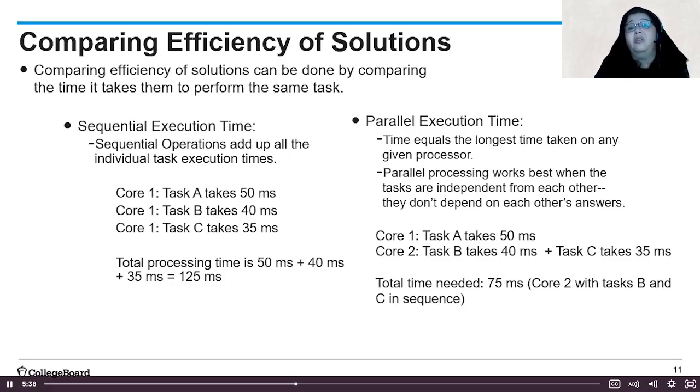Well, parallel execution is almost like teamwork makes the dream work. It's like, party on. A comes over here, 50 milliseconds. Core 2 takes on B and C. That's 75 milliseconds. Granted, that's the longest it's going to take, but it's still shorter than your sequential time doing all the same supposed tasks.